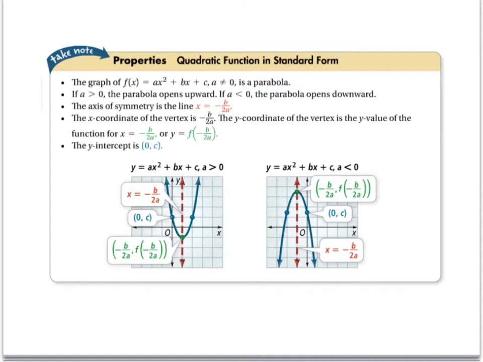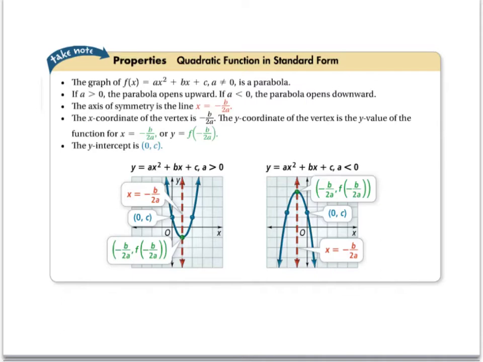Just like in vertex form, if your a value, the number in front of x squared, is positive, the parabola will open upward. Whereas if the a value is negative, it's going to open downward. Your axis of symmetry is also what value in your vertex? X. Exactly, Tom. Good. So our axis of symmetry and our x value of the vertex are the same.